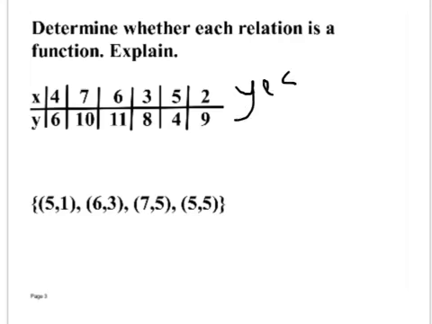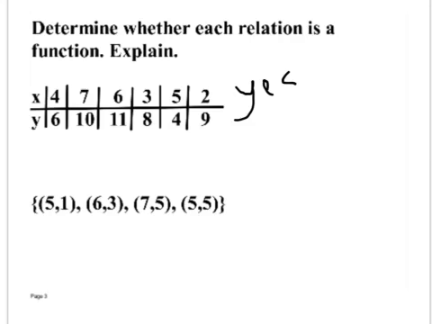Yes, because only one of our domain is paired with one of the range. Is 4 paired with anything but 6? Is 7 paired with anything but 10? What about 6? Is it paired with anything but 11? Is 3 paired with anything but 8? Okay, 5. Is it paired with 2 numbers? No. What about 2? No. So this is a function.